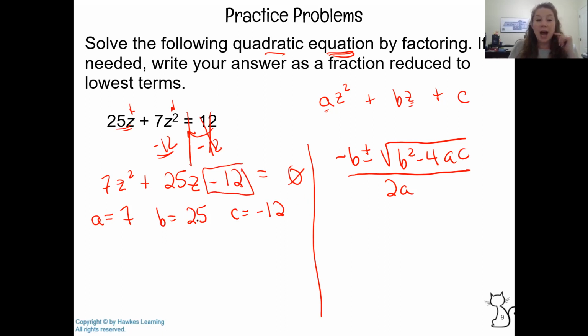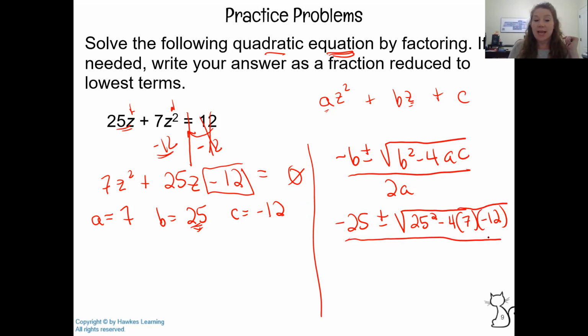So the opposite of b would be -25 plus or minus the square root of 25 squared, b squared, minus 4 times a, which is 7, times c, which is -12. Put that all over 2 times a, and a is 7, so 2 times 7.